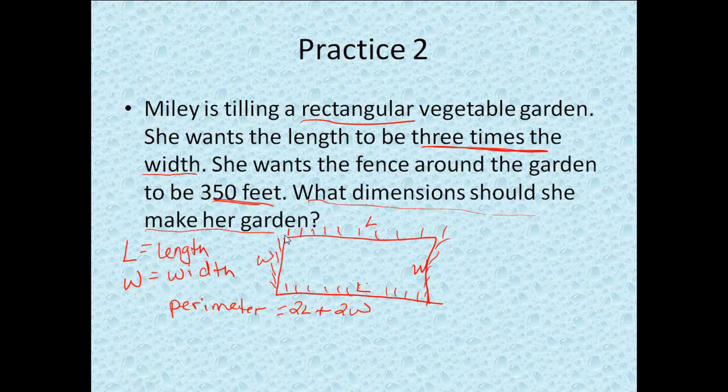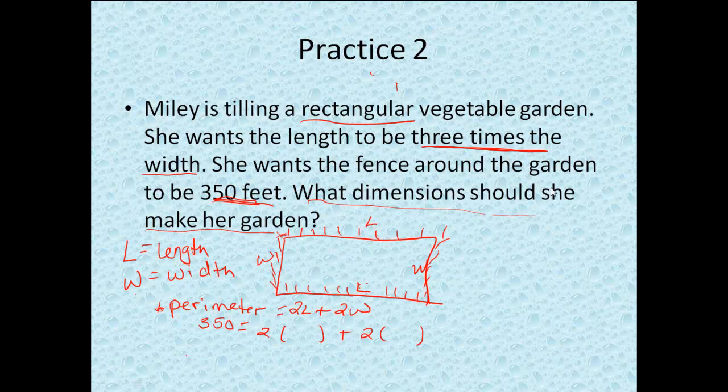So far I've sketched a picture, I've used a common formula. Now I've got to go back and try to fit this all into place. The 350, that is my perimeter. That's how far I want to go around. So I'm going to put that in the place of my perimeter. I still need my L and my W. And the only place it really talks about my length and my width is in the sentence where it says she wants the length to be 3 times the width.